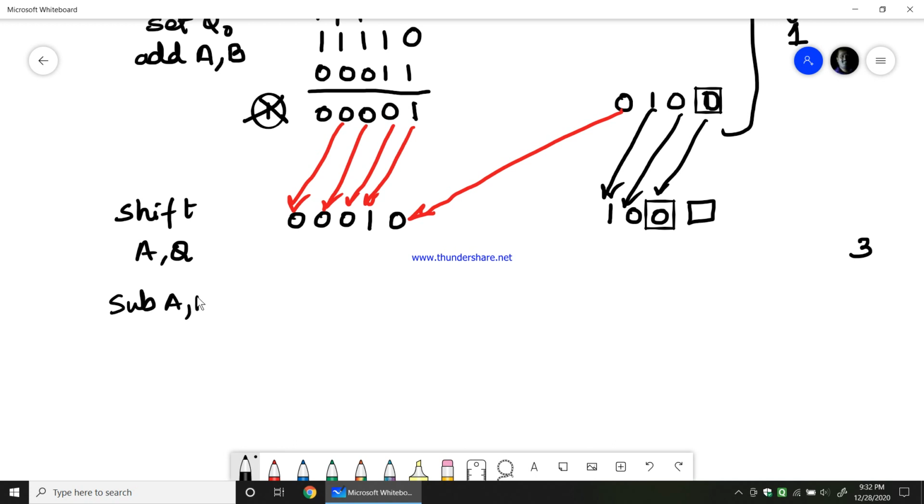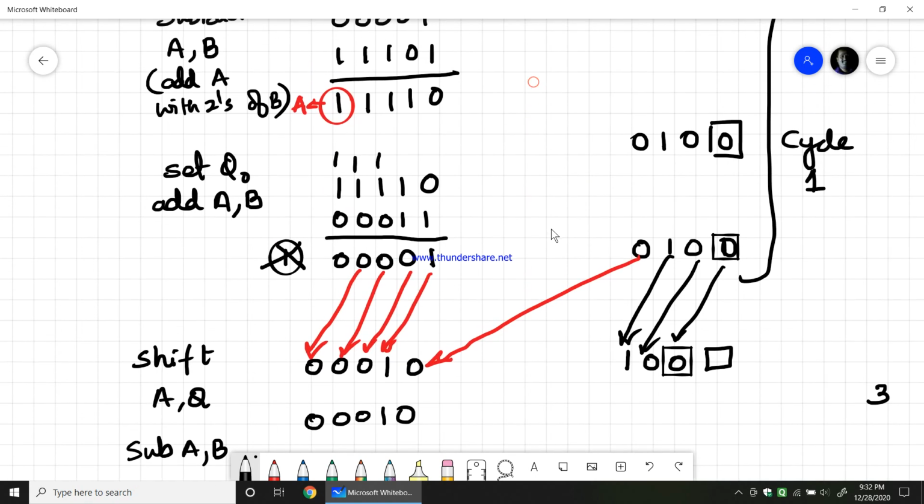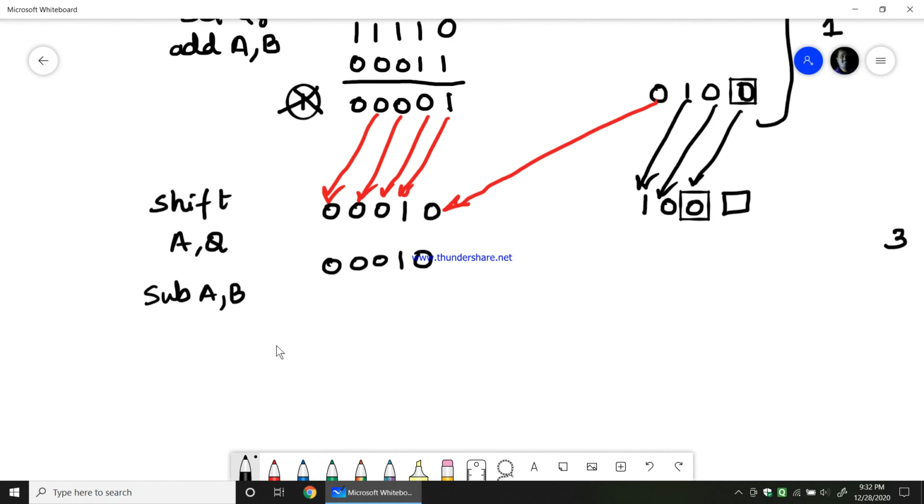So it means adding a with 2's complement of b, which is 0 0 0 1 0, and 2's complement of b is 11101. So what do I get? I get 1 1 1 1 1. I get all ones here, and then I'll see the sign bit. So the sign bit is again 1, which is negative.